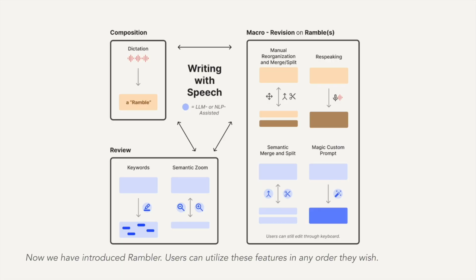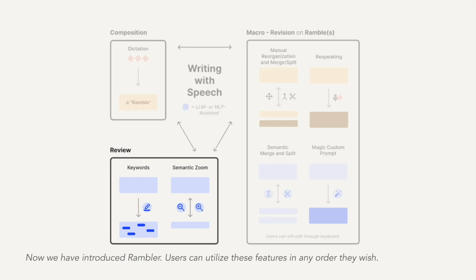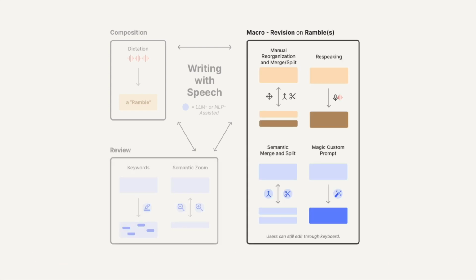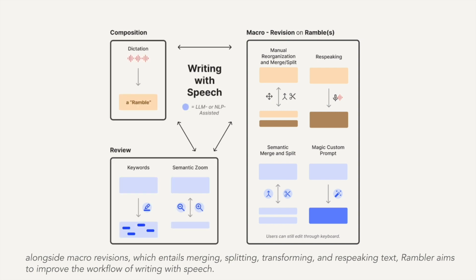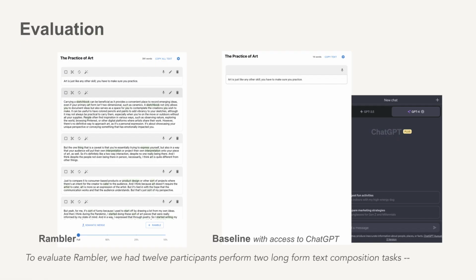Now we have introduced Rambler. Users can utilize these features in any order they wish. Through gist extraction to help review text, which entails extracting keywords and summaries, alongside macro revisions, which entails merging, splitting, transforming, and re-speaking text, Rambler aims to improve the workflow of writing with speech.